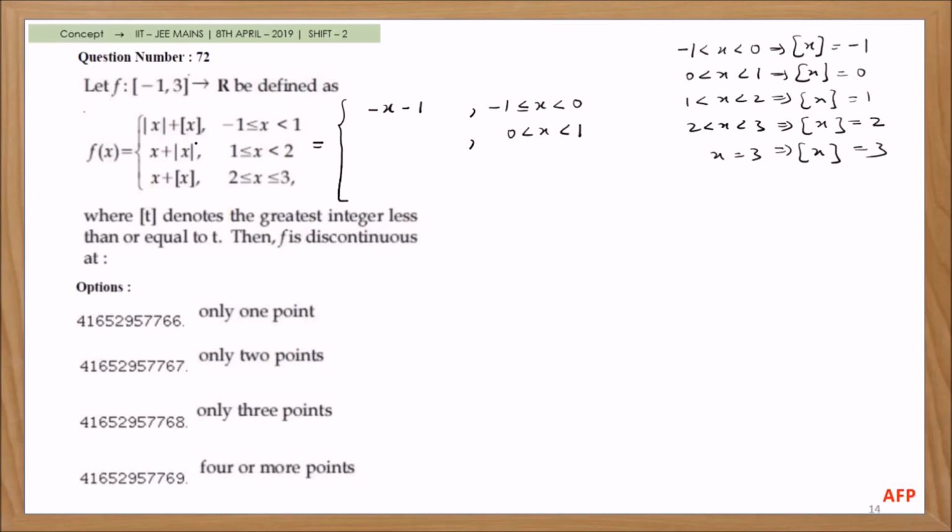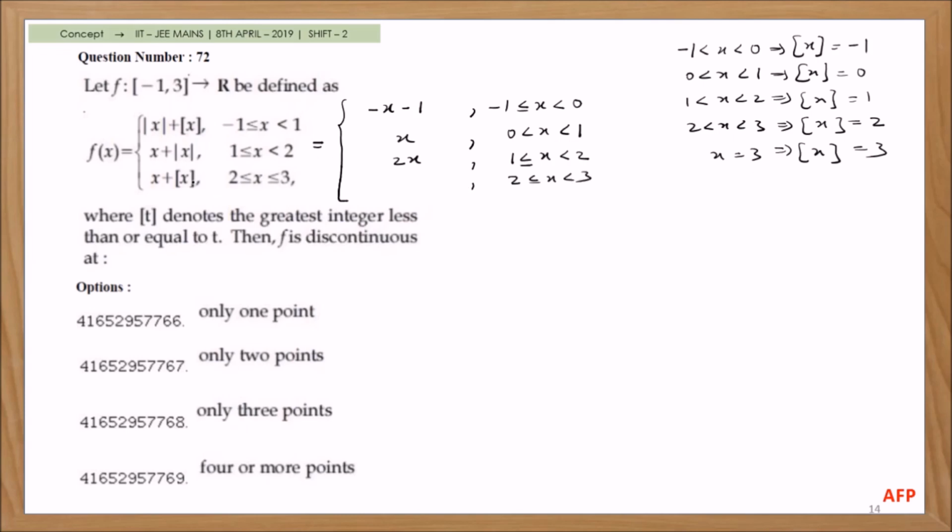In this interval the greatest integer function is 0, which we are not writing. It is positive x you are getting. The next one, 1 less than or equal to x, x less than 2, so in this interval modulus of x is x, so you are getting x plus x, which is 2x. Next is 2 less than or equal to x, x less than 3 you are getting.